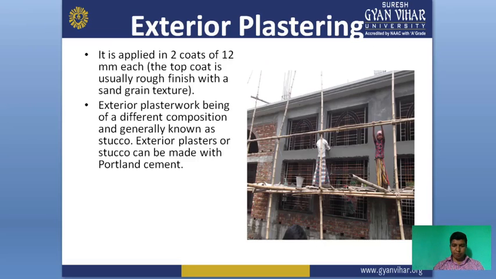This is another example of exterior plaster. See in this photo, the exterior plaster is done by masons, and it is applied in two coats of 12 mm, and each top coat is usually a rough finish with a sand grain texture. Exterior plasterwork is of a different composition and is generally known as stucco. Exterior plasters can be made with Portland cement, which means we can do the exterior plaster using Portland cement.